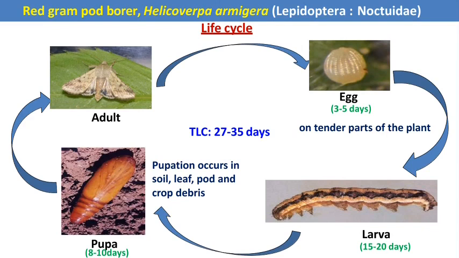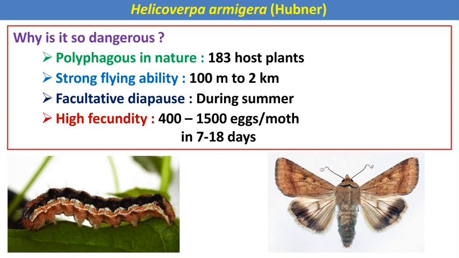Let us see why Helicoverpa armigera is so dangerous. There are four reasons behind this: it is polyphagous in nature, has strong flying ability, has the faculty to diapause, and has high fecundity. It is very polyphagous, having near about 200 hosts. It may be a cereal crop, pulse crop, oilseed crop, vegetable or fruit crop also. So this is the main reason.